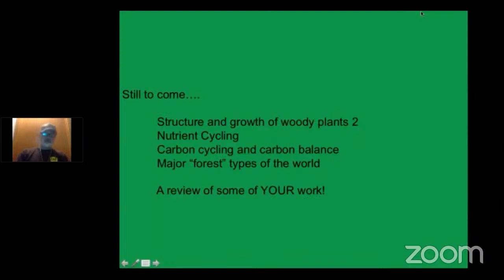So, still to come in the weeks ahead, we're going to do mostly root structure and growth of woody plants. Then we'll do nutrient cycling. Maybe we'll combine the nutrient cycling and carbon cycling together. And then just do a little brief overview of the major forest types of the world. And we'll start to review some of your work.